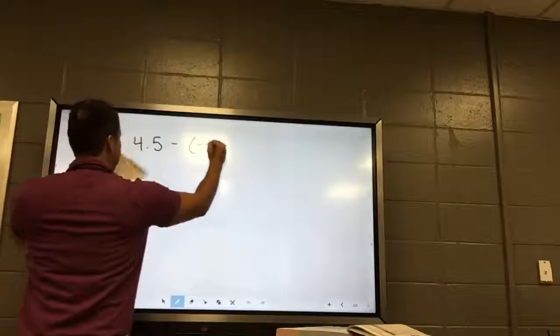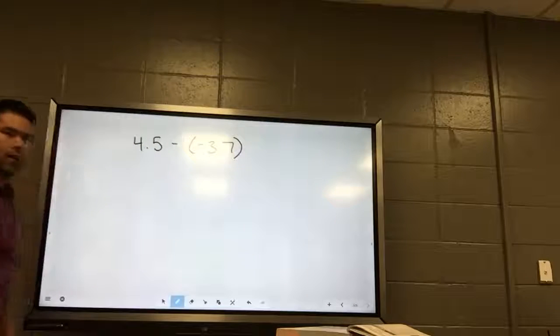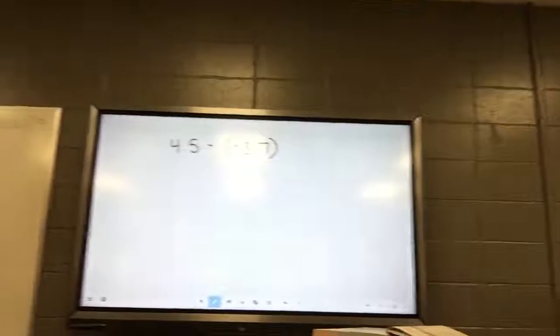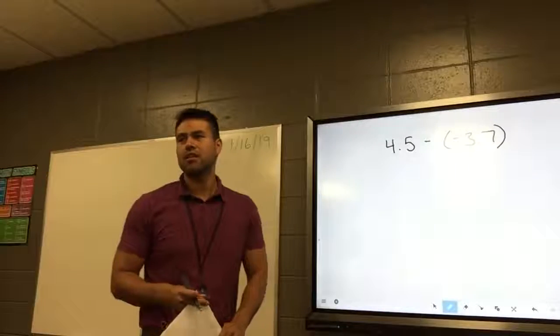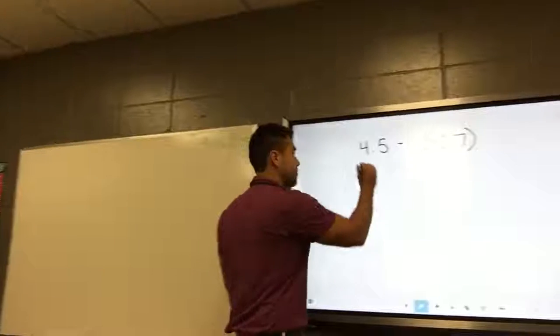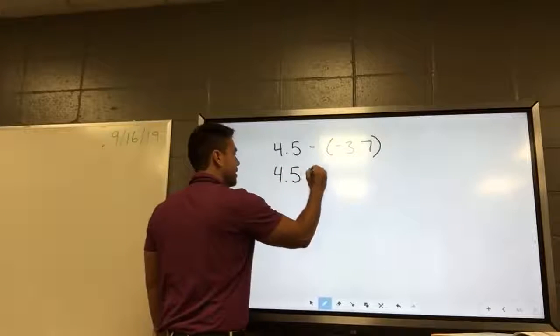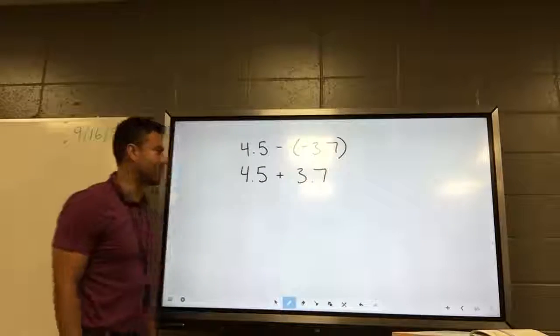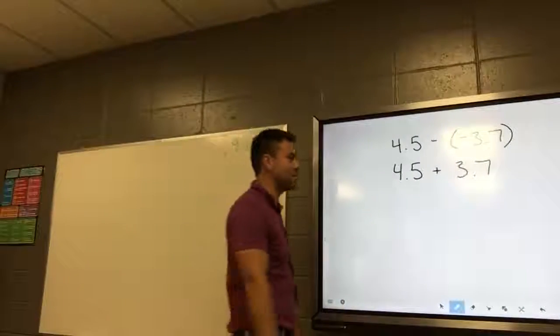4.5 minus -3.7. All right. This is a subtraction problem. Do you have to keep it as a subtraction problem? No, because in fact, addition makes this easier. So what's the rule for making a subtraction into addition? Stay. Change. Opposite. Okay, so it's really 4.5 plus 3.7.